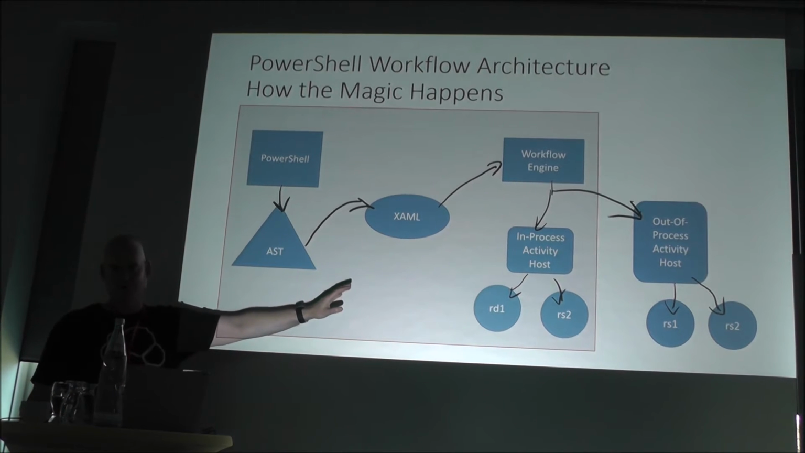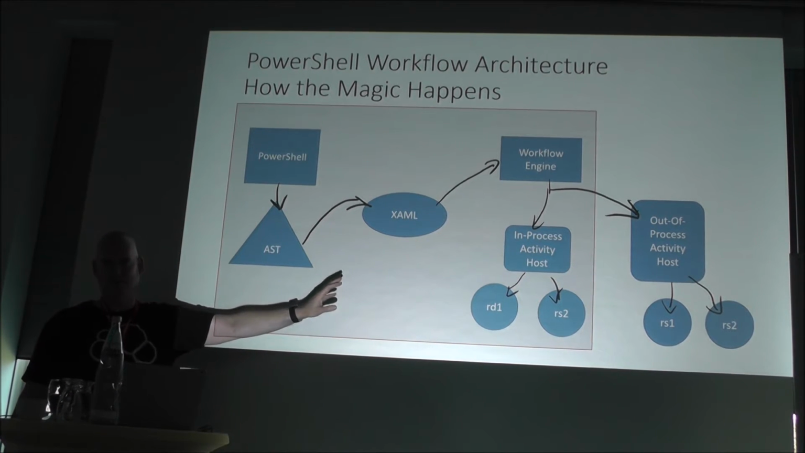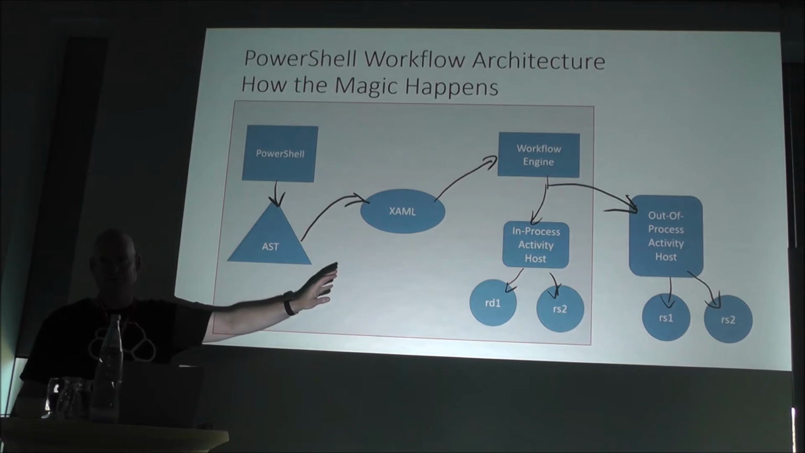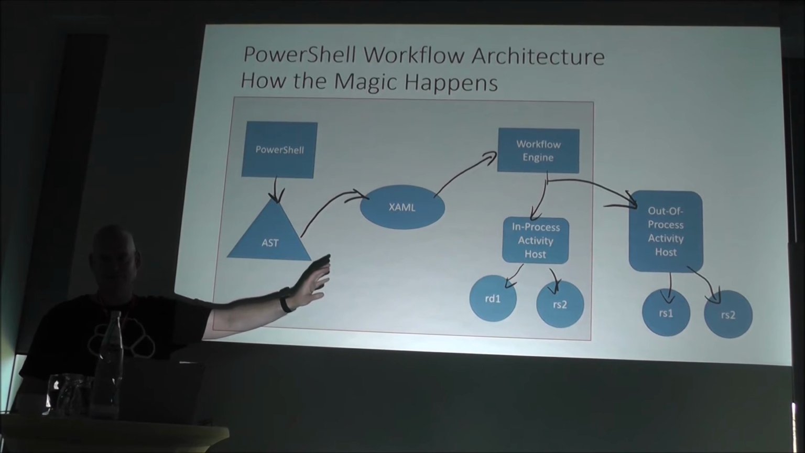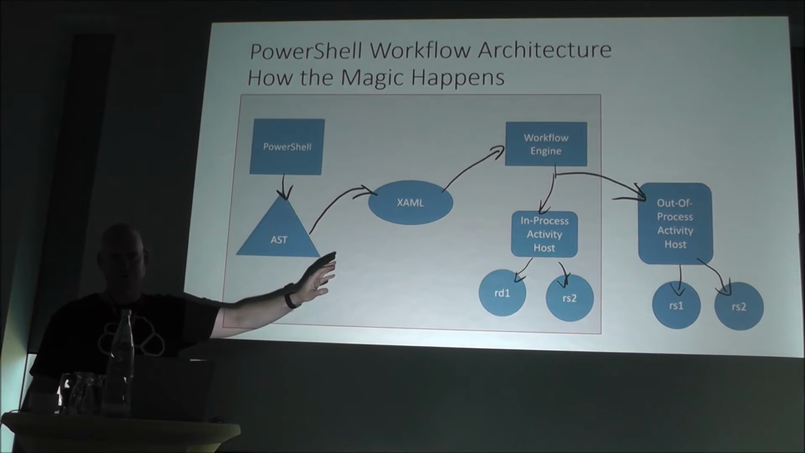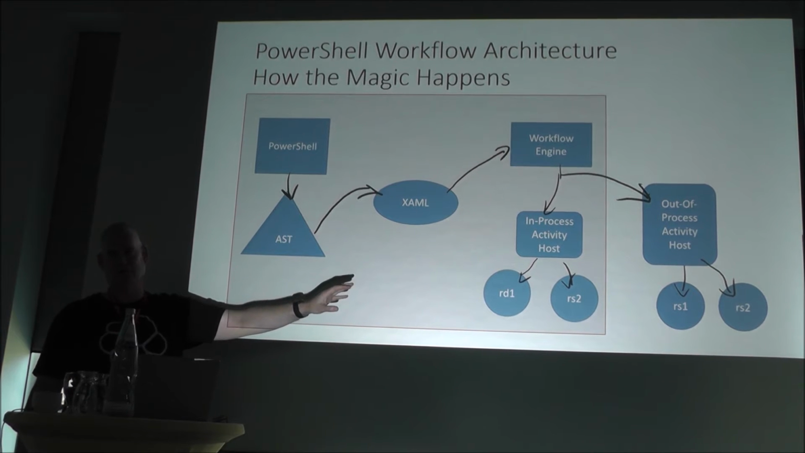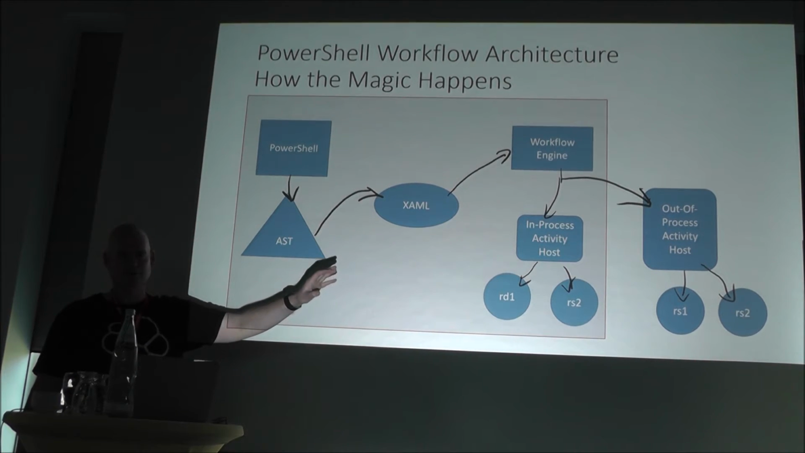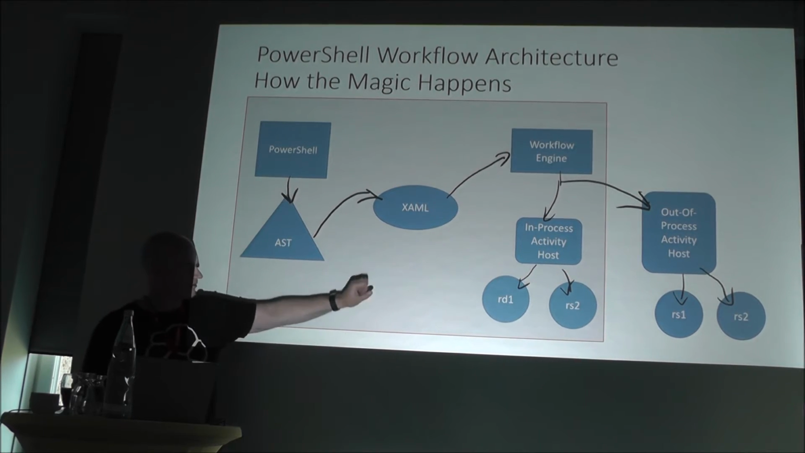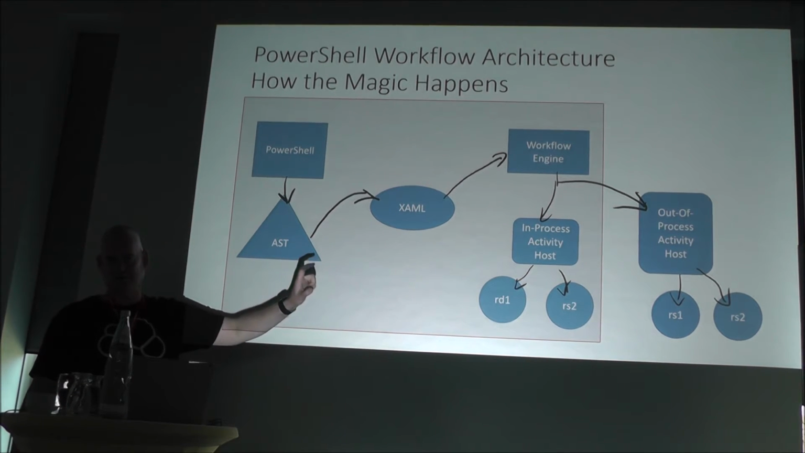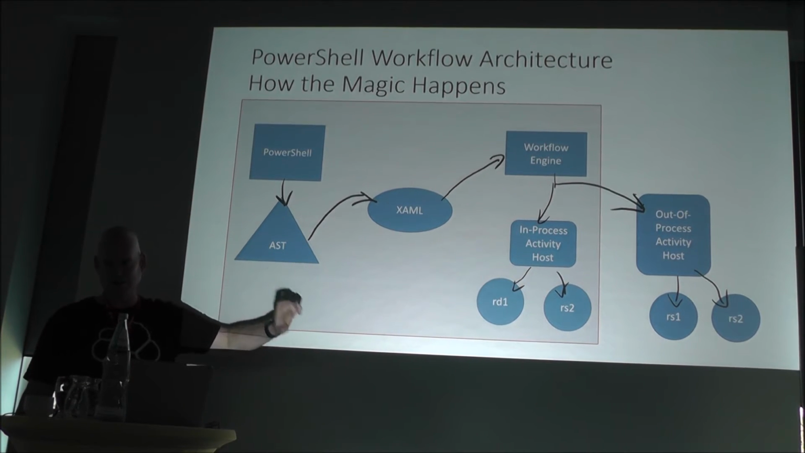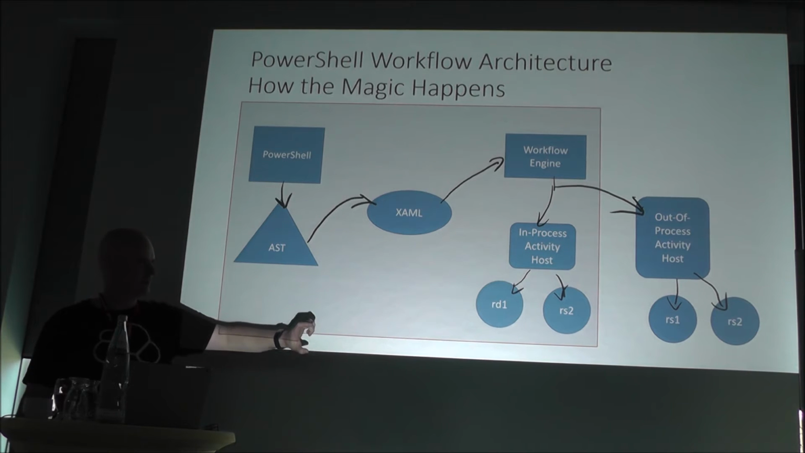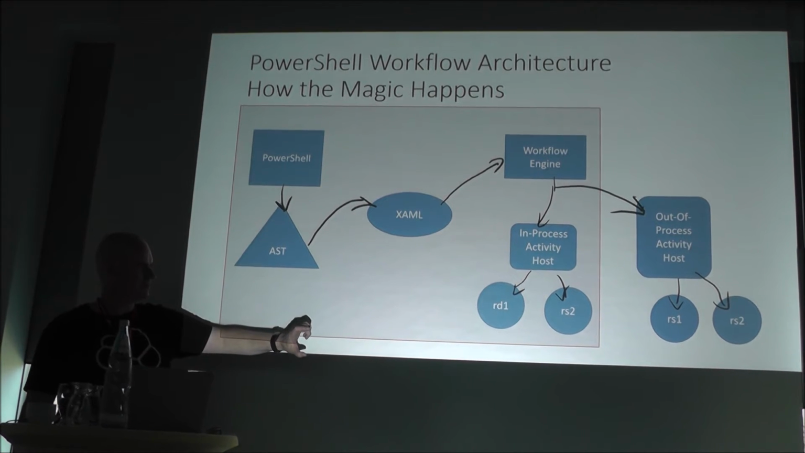Every line in a workflow script turns into a workflow activity, which is run by the workflow engine. The activities, however, are built out of PowerShell. So the workflow engine uses what we call the activity host to take your activity and then turn it back into a PowerShell run space. And there are a couple of flavors of the run space.